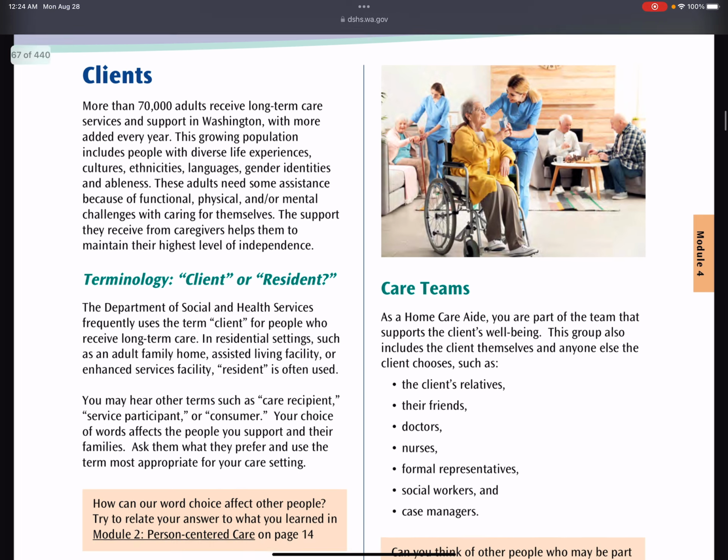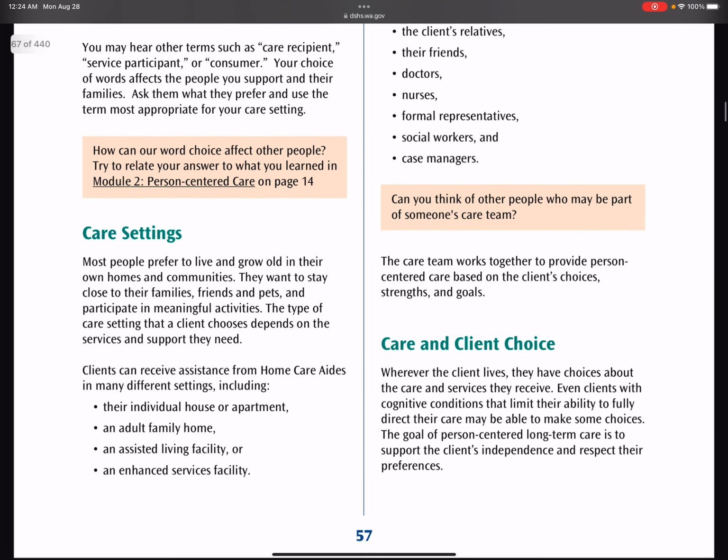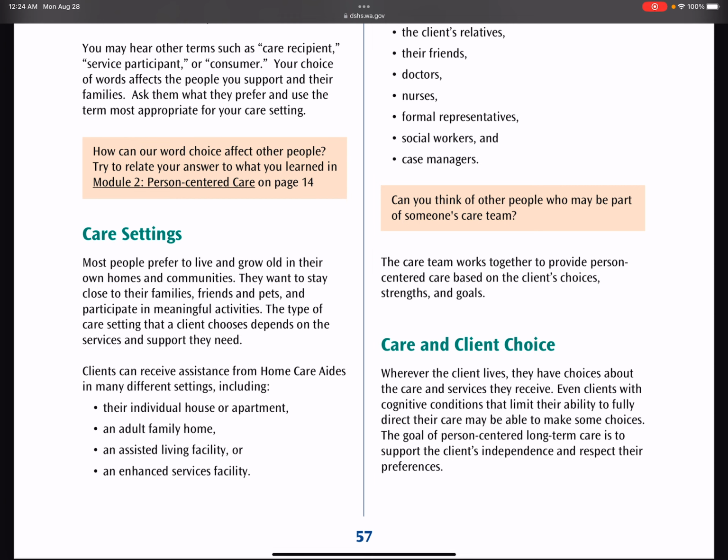So when we are working with clients in this care setting, we need a person-centered care. The goal of person-centered long-term care is to support the client's independence and respect their preferences. So everyone in the care setting has a service plan.